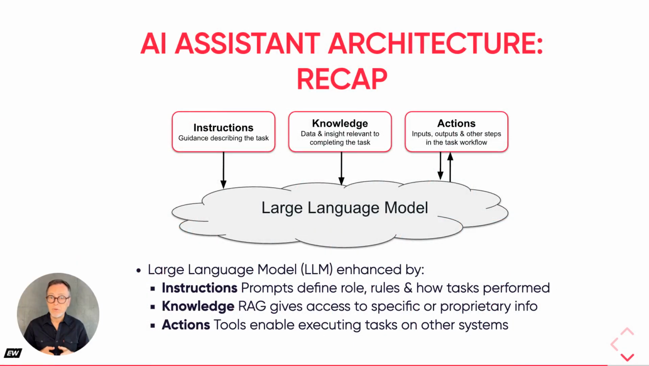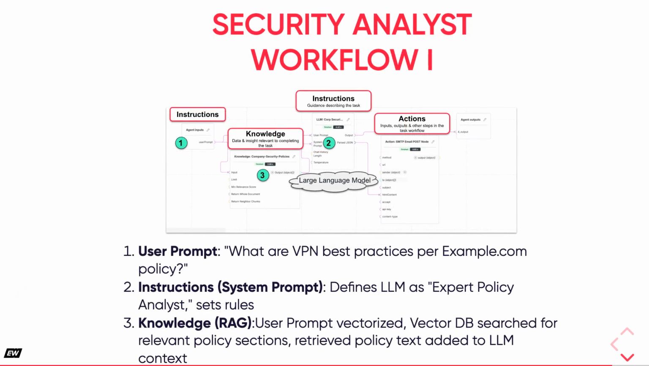We are now familiar with the AI assistant architecture. At its core is the large language model, which is enhanced by three key components: instructions, knowledge, and actions. Let's now map the AI assistant architecture to our security analyst workflow example. In the first step, the process begins with the user prompt, which is a form of instructions. A user asks, "What are VPN best practices for remote employees per the example.com security policy?"